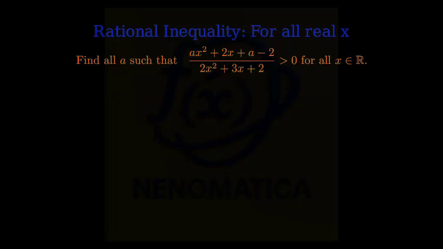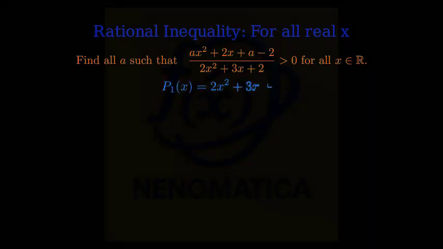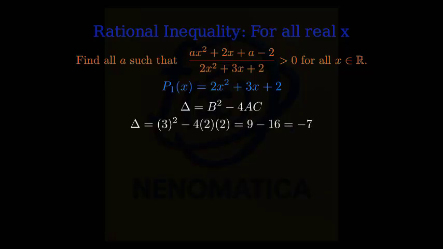Step 1. Analyze the denominator. Let p1 equal 2x squared plus 3x plus 2. We compute its discriminant, delta equals b squared minus 4ac. That is 3 squared minus 4 times 2, which equals 9 minus 16, which is negative 7. Since the discriminant is negative and the leading coefficient a equals 2 is positive, the quadratic p1 is always positive for all real x. This means the denominator never changes sign and is strictly positive.